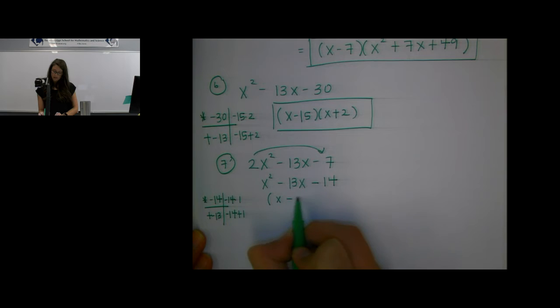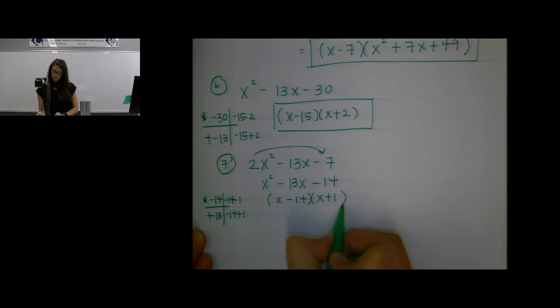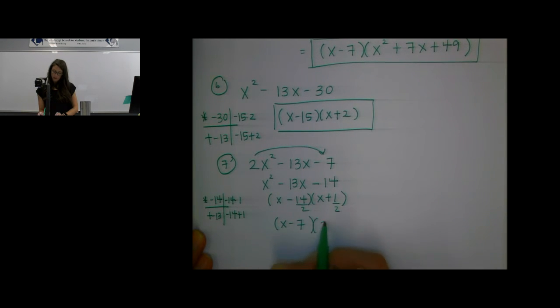So this will be x minus 14 times x plus 1, divided by 2. Divided by 2, so this will be x minus 7, and then you'll bring the 2 up: 2x plus 1.